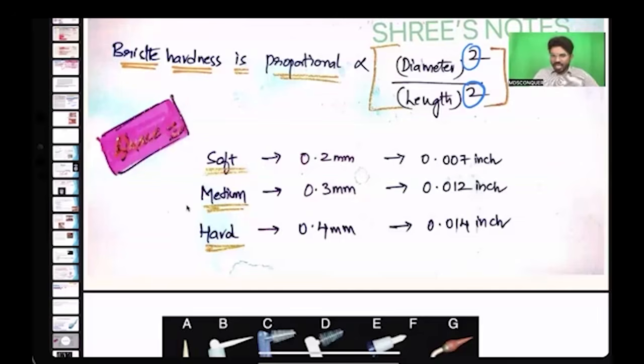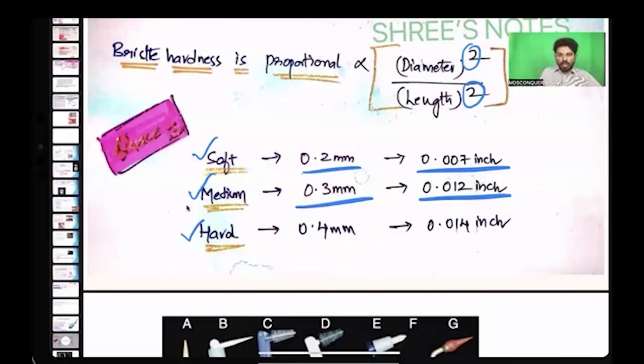Similarly, you have one more classification related to the bristles, that is soft bristles, medium bristles, hard bristles. Soft dimension is 0.2 millimeters or 0.007 inches. Medium is 0.3 millimeters or 0.012 inches. Hard is double that of soft, that is 0.4 millimeters, and it is double that of 0.007, that is 0.014 inches.